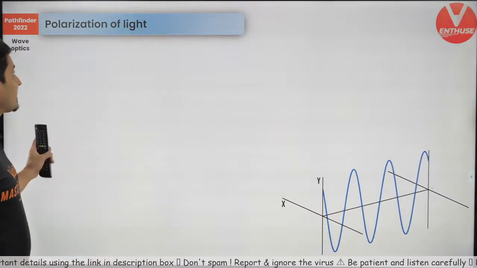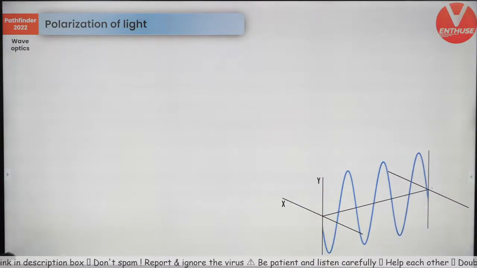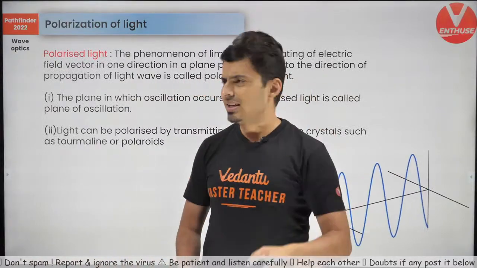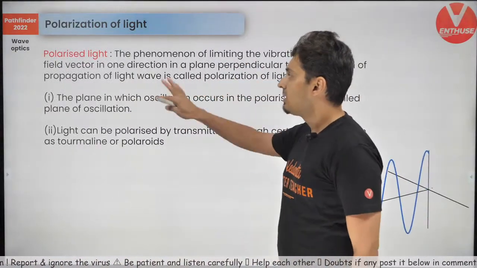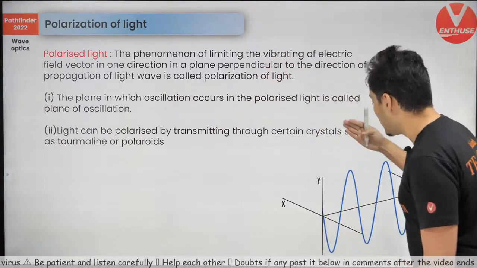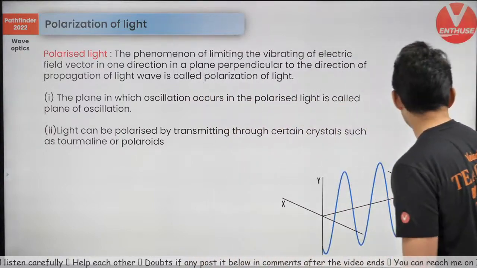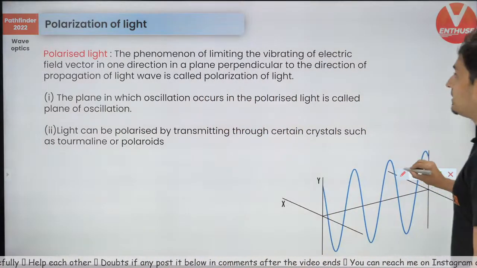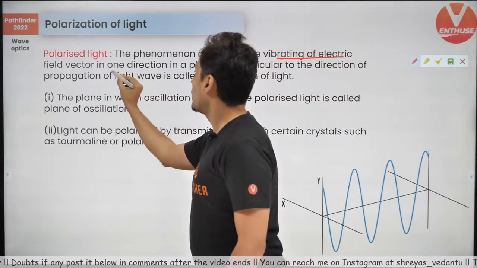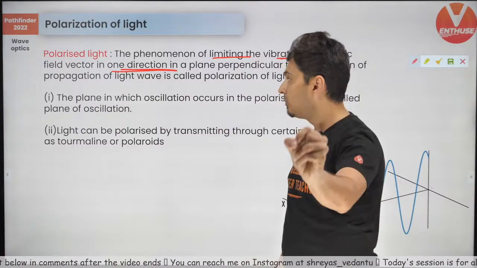Now let's talk about how exactly you polarize light. Before that, let me also give you the definitions. These are very simple and important definitions. When I say that the light is polarized, it means that the plane of oscillation is only in one single plane. This is very important. Polarized light means limiting the vibration of the field only in one direction. That is polarized. When it is in multiple directions, it is unpolarized.